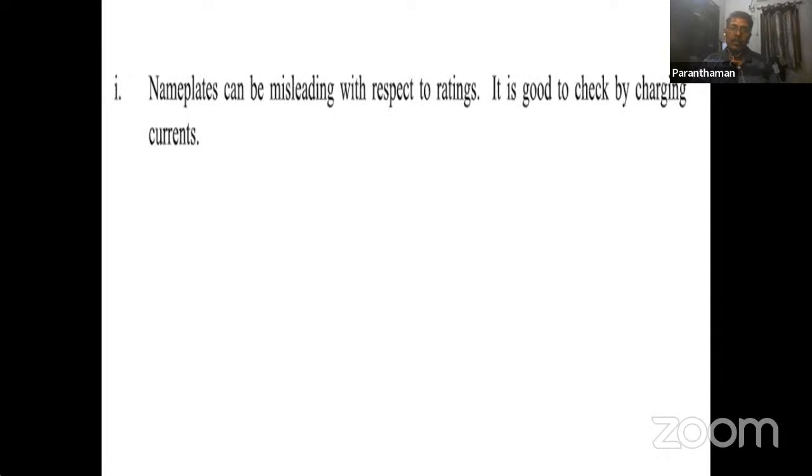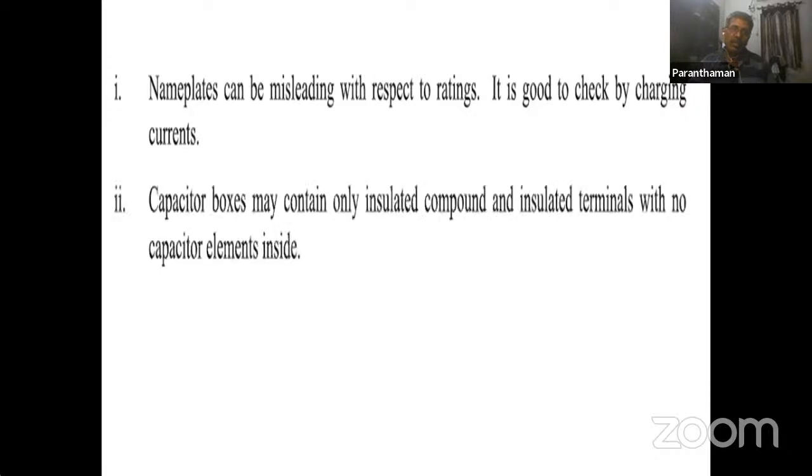We'll face one more question: what we have to keep in mind while selecting and connecting the capacitors. These are all practical points we have faced, and it has been recorded in the energy management textbook also. Nameplates can be misleading with respect to ratings. It is good to check by charging currents. Capacitor boxes may be an insulated compound with empty plates. There will be no terminal plates, only terminals and insulated compound.